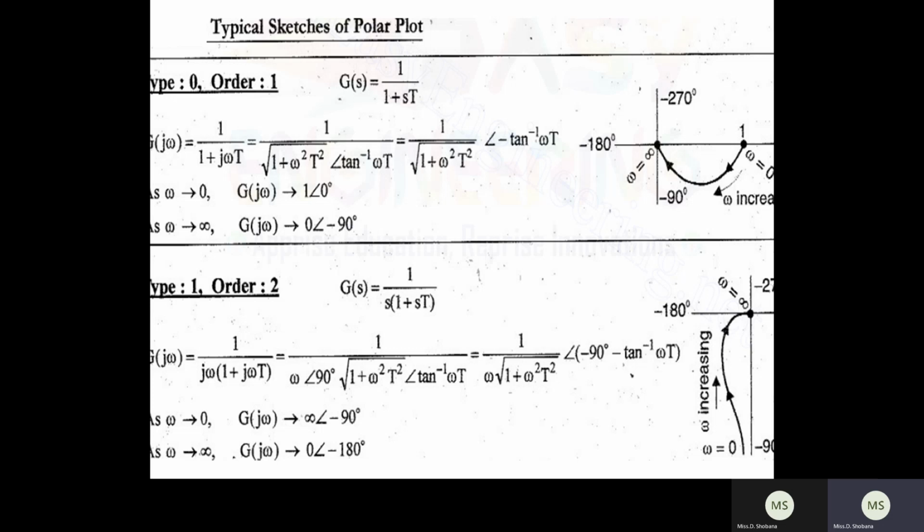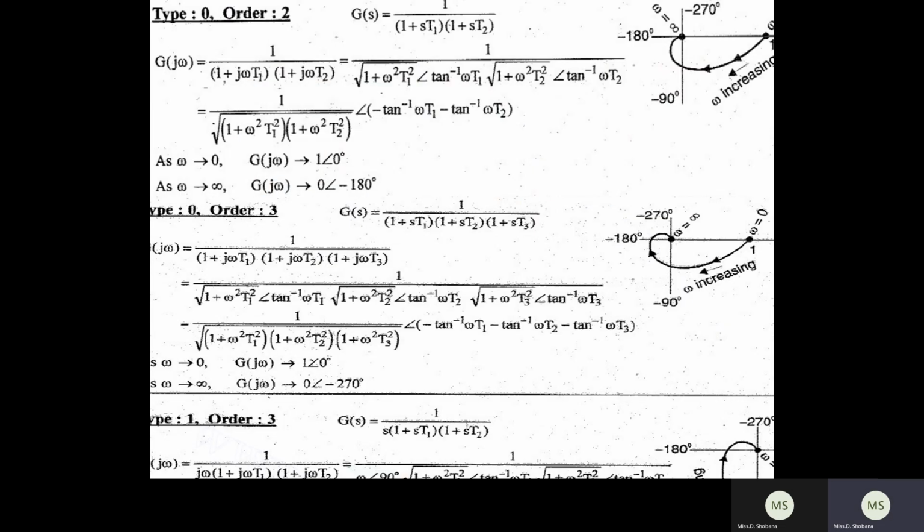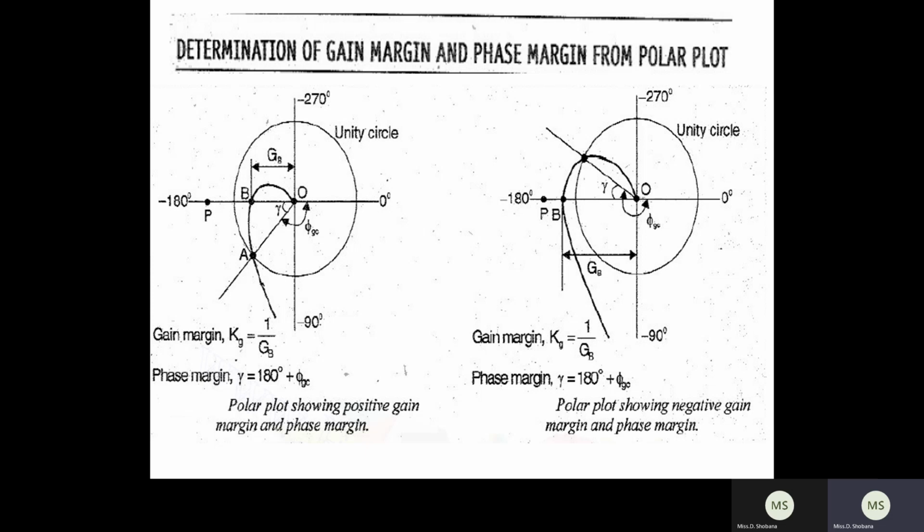The polar plot will be drawn like this. For a type 1 and order 2 system, the polar plot will be drawn like this. And this will be the further similar plots for different type numbers and orders of systems. So once you have drawn the polar plot, how to determine the gain margin and phase margin is very important.